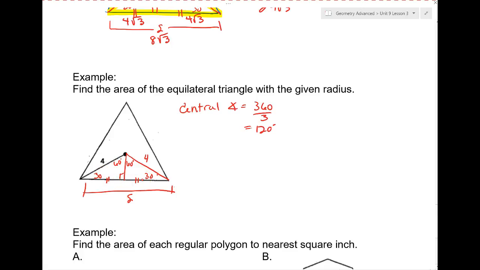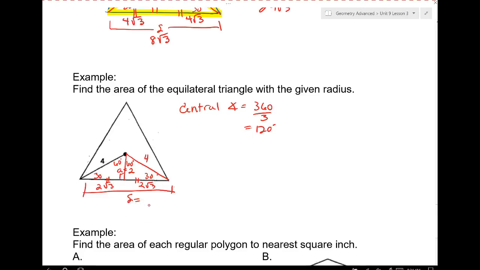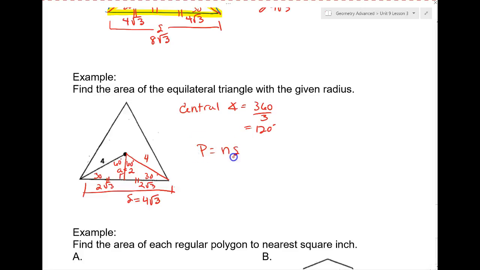Well, you're given the hypotenuse this time. What's your short leg? 2. Does that give you your apothem, guys? Yeah, your apothem is 2. To get to the long leg, you're going to have to multiply by root 3, so that's 2 root 3. So my side length, that's 2 root 3 plus 2 root 3, is 4 root 3. Great, so I know my apothem. My perimeter is just going to be n times s. Well, n is 3 this time. My side length is 4 root 3. So it's 12 root 3.